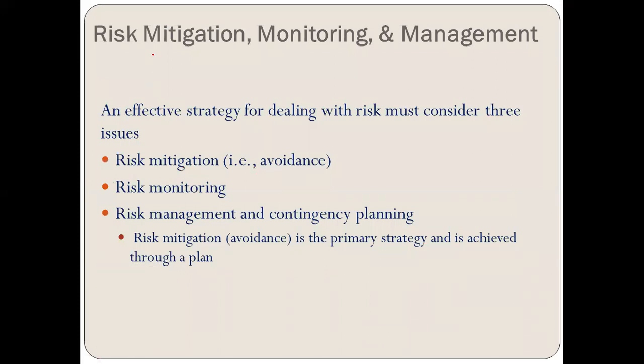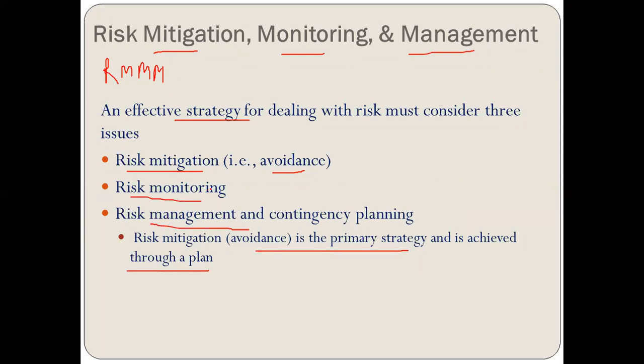The last thing is we have risk mitigation, monitoring, and management. You can have a term that is called RMM. That is risk mitigation, monitoring, management. This is an effective strategy for dealing with risk. Risk mitigation is what? Avoidance. It is the primary strategy which is achieved through a plan. Next one is monitoring and management. Monitoring is where we are going to check it, right? We are monitoring it. And management is what? We are going to control it, right? Having less impact. We are trying to make the impact at a lesser level.